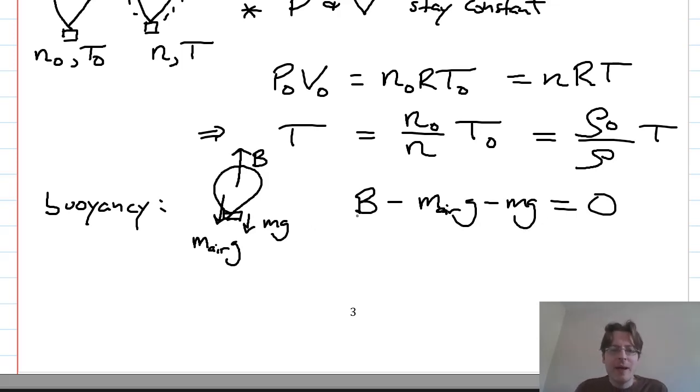Okay. How big is the buoyancy? The buoyant force depends on the weight of the displaced air. Now remember, the air outside the balloon is the cold air. So the weight of the displaced air depends on the cold air density, in other words, rho naught. Rho naught V, that's the mass of the displaced air, times g.